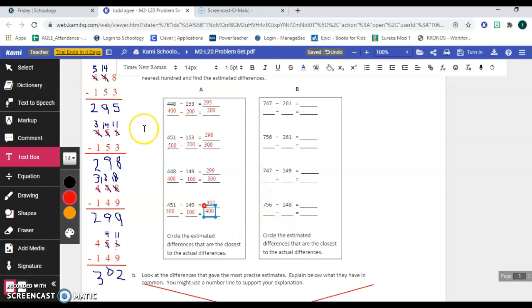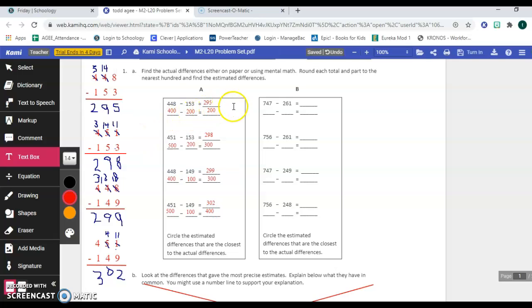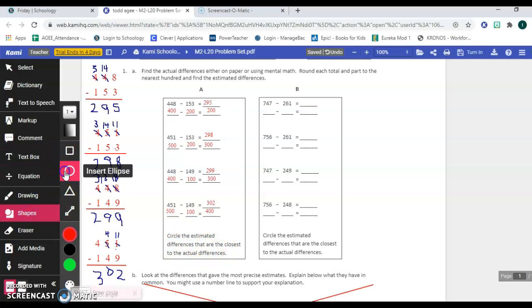I think I said the wrong thing at the beginning of this lesson. Looking at this, it says circle the estimated differences that are closest to the actual differences. So when we circle these, we're looking for something at or near 300. These two actually would be the ones. In the beginning I said it was like the addition one, where when you round one up and one down, you get closer, but I think it's actually opposite. So I rounded the first number down here to 400 and the second number up, and I get a number that's pretty far off.